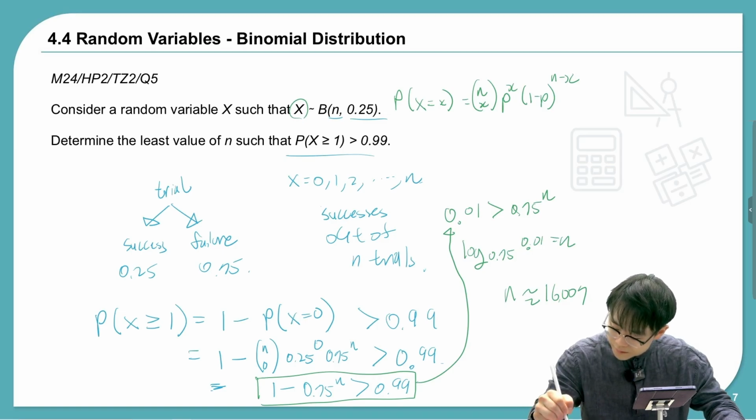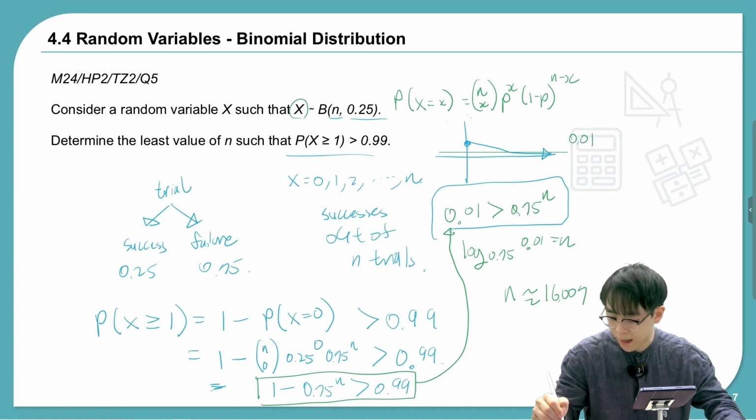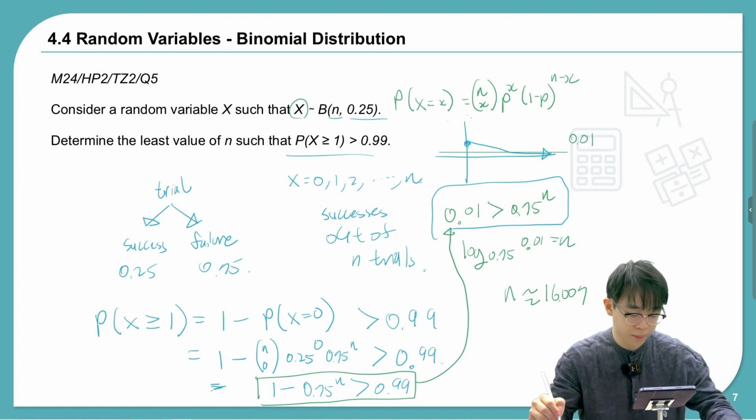So if you were to think about this graph right here, 0.75 to the power of n would be a decreasing decay function that starts from 0,1, and 0.01 would be the cutoff point. So n has to be greater than 16.007. So the least value of n would be 17.